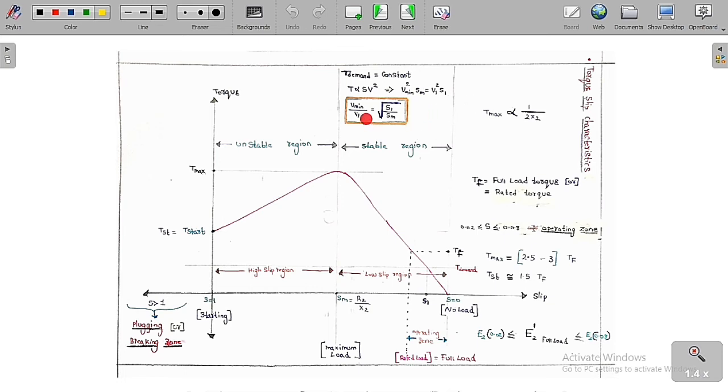So if you do this, V minimum by V1 is equal to under root of S1 by Sm. Therefore Sm is called the slip at maximum torque and S1 is the slip at a particular load demand.